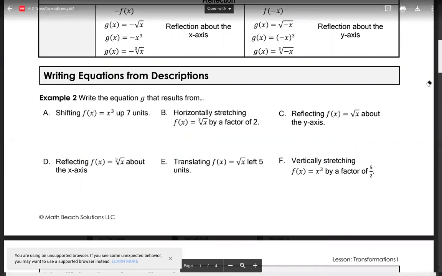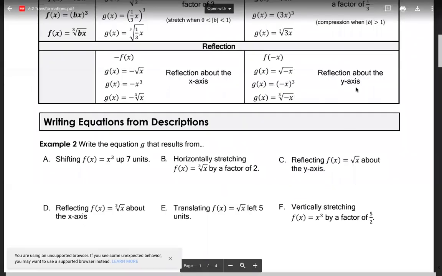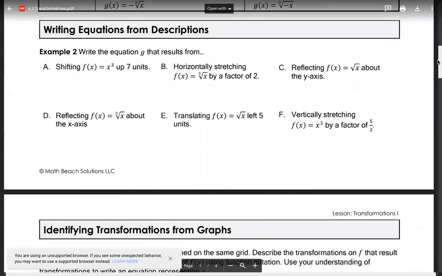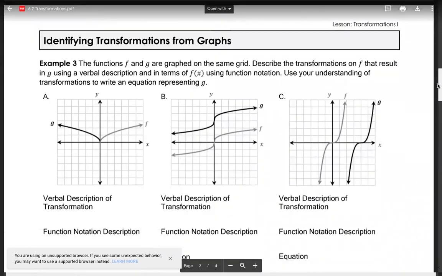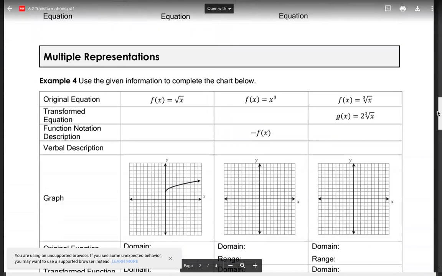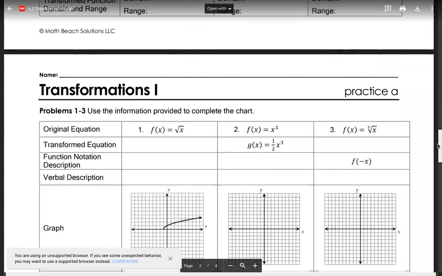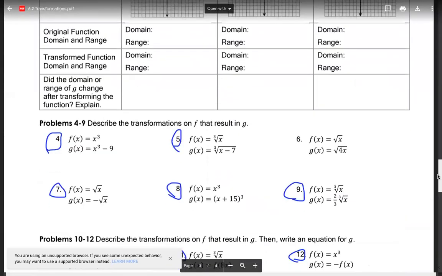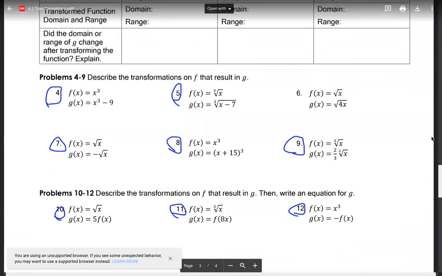I'll wait on putting it in the graph, but you can graph these, especially the ones that are given to us. Okay, so I want to jump down to this practice A because it has a little bit more problems for us to look at in the way I want us to pay attention to these. So now what's going to happen, instead of you writing the equation from the words, they're going to give you the equation. You need to put it in words.